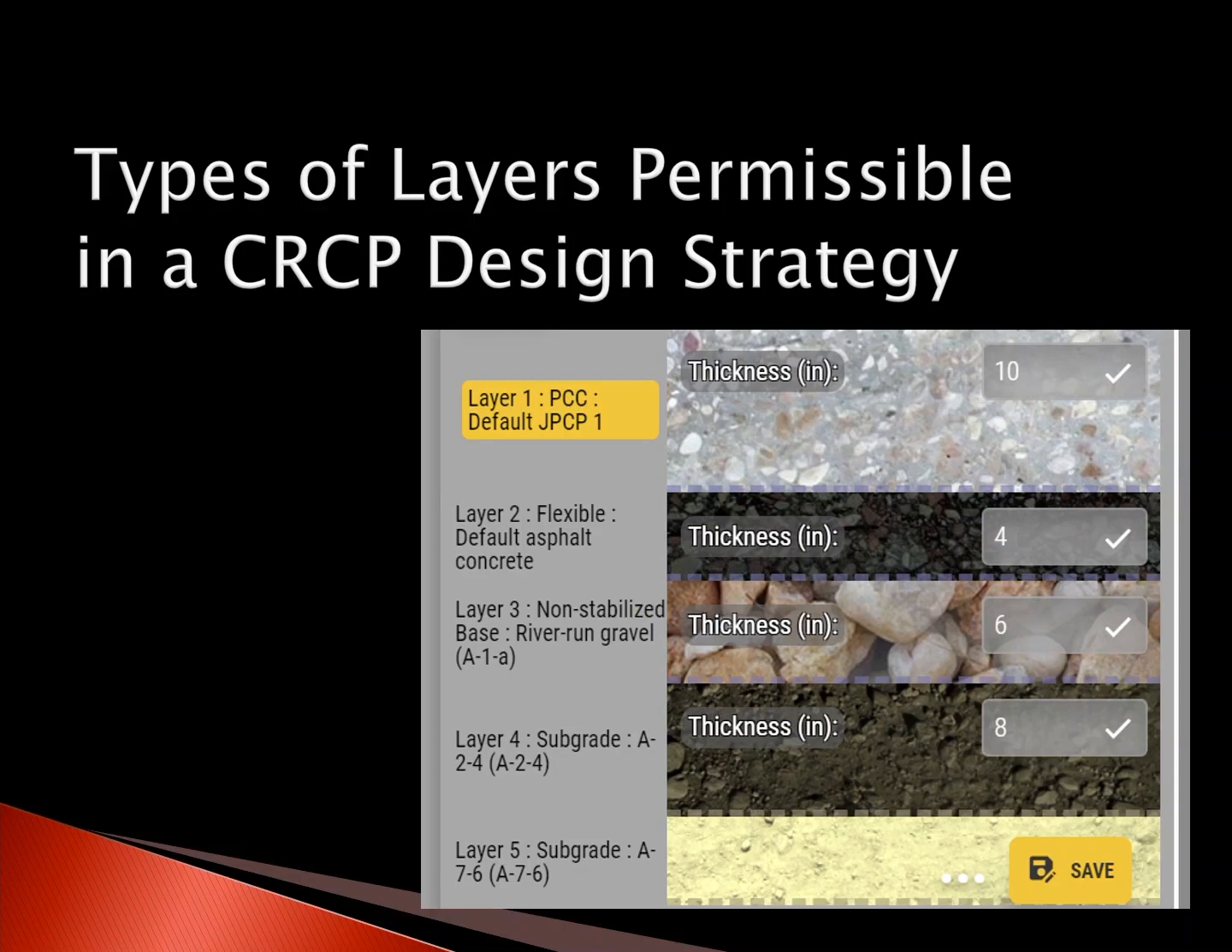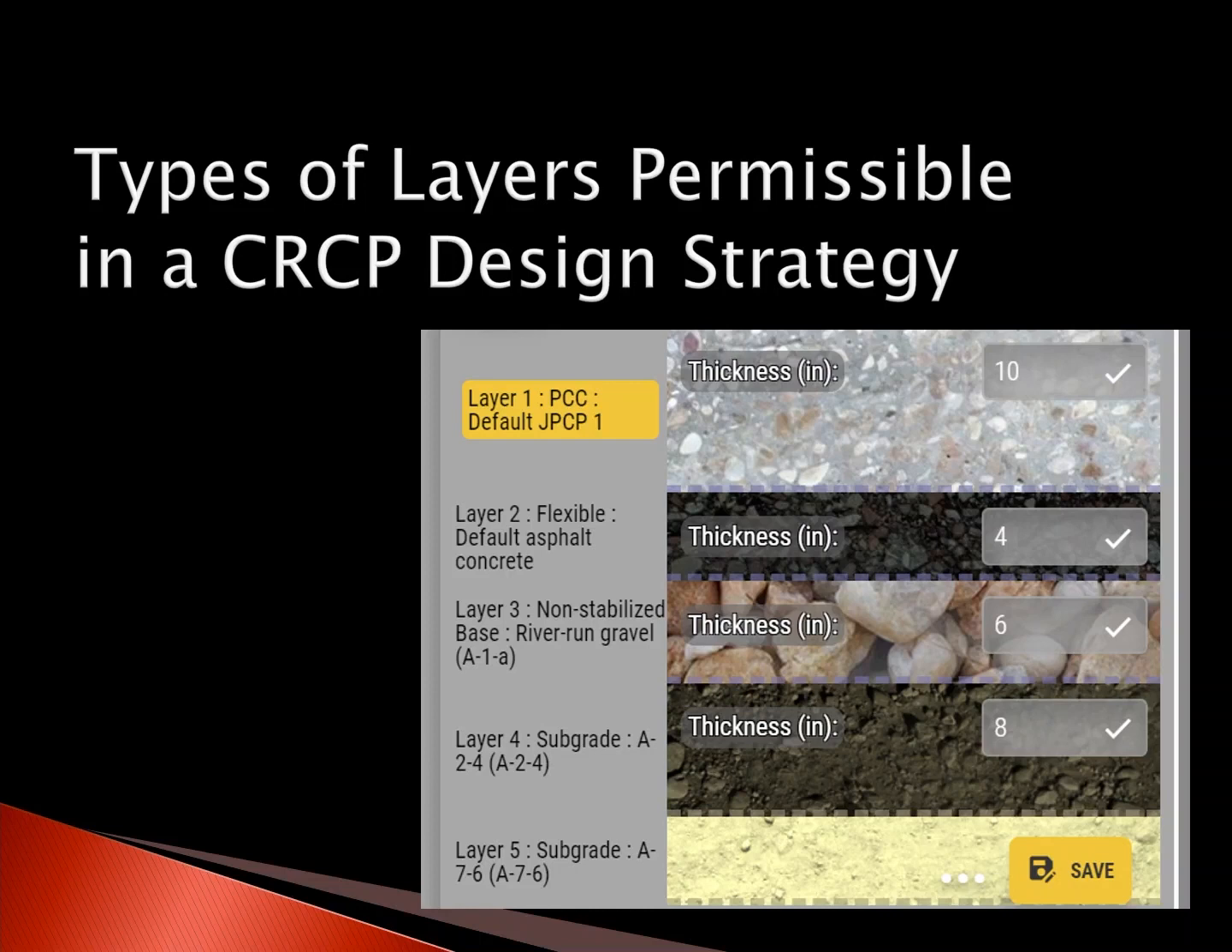So with that, this next section is going to focus on the different types of layers that can be simulated and used in designing CRCP. And when we had the software open, we already went through this. So again, you can use just about any type of base material under the concrete slab for a CRCP design, and multiple layers of different types of base layers under the slab. So different types of base layers can be used.